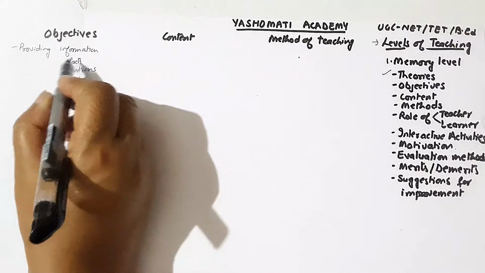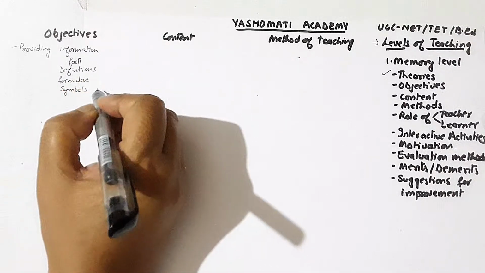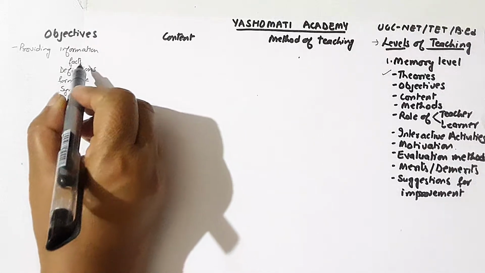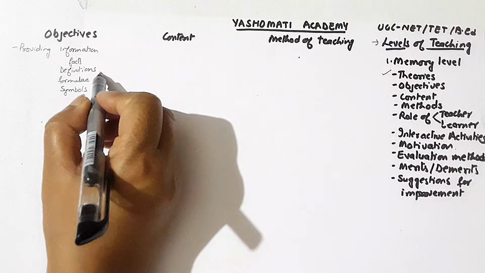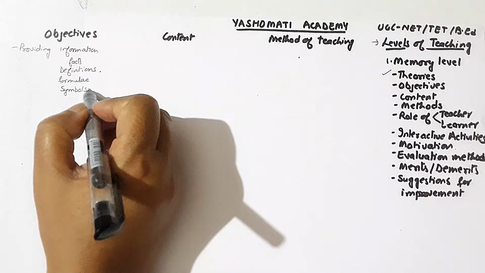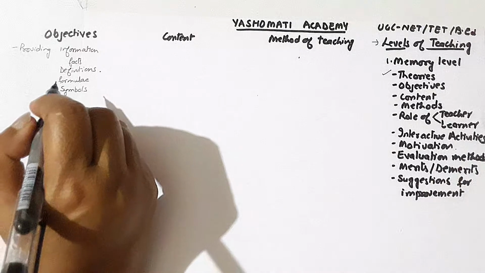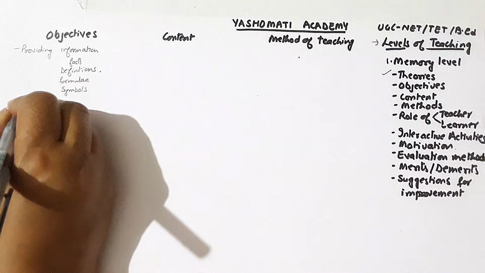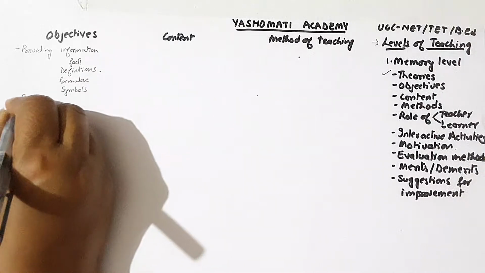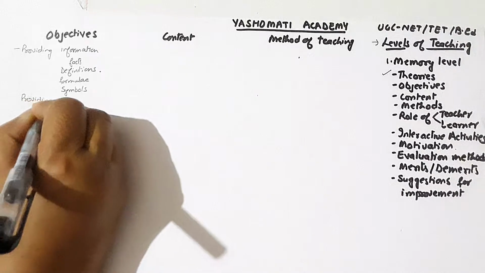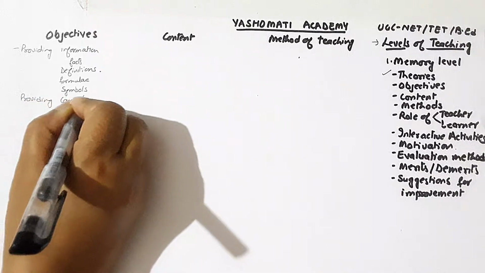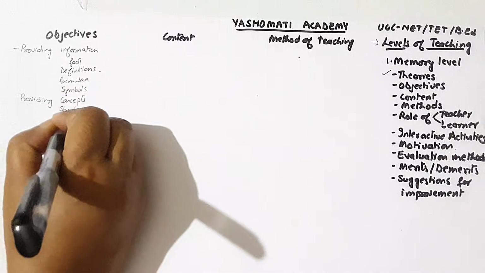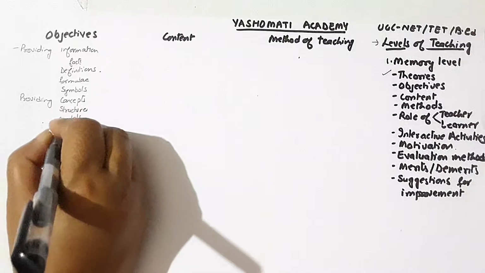So when our objective is to provide this kind of information which is of a rigid nature, related to certain facts, definitions, formulae or symbols, then this method is the most suitable method. We can also provide information about certain concepts, structures, models, and theories.